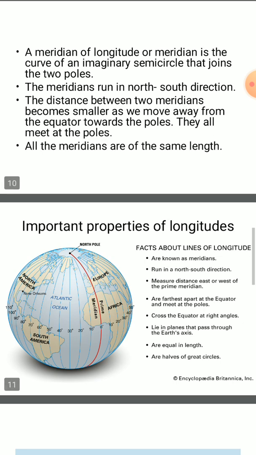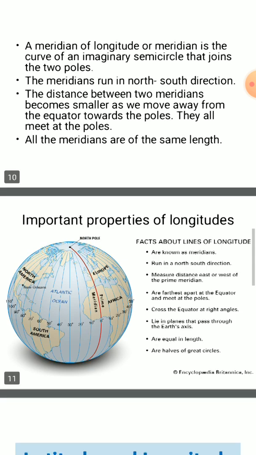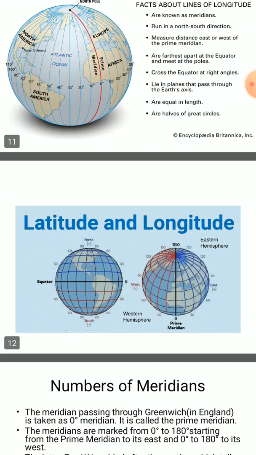As we all know, latitudes become shorter as they move away from the equator towards the poles, but meridians are of the same length because they extend from the North Pole to South Pole as shown in the given picture. Now here is a picture of latitude and longitude. You can easily differentiate. As you can see, the parallels of latitude run from east to west, whereas meridians of longitude run from north to south.